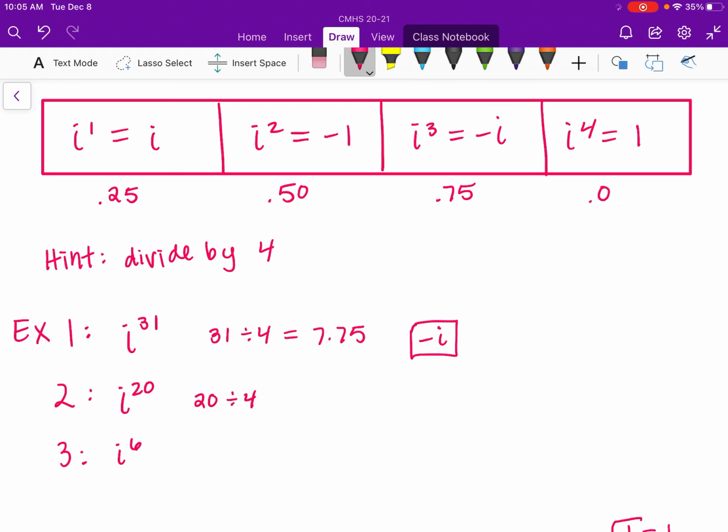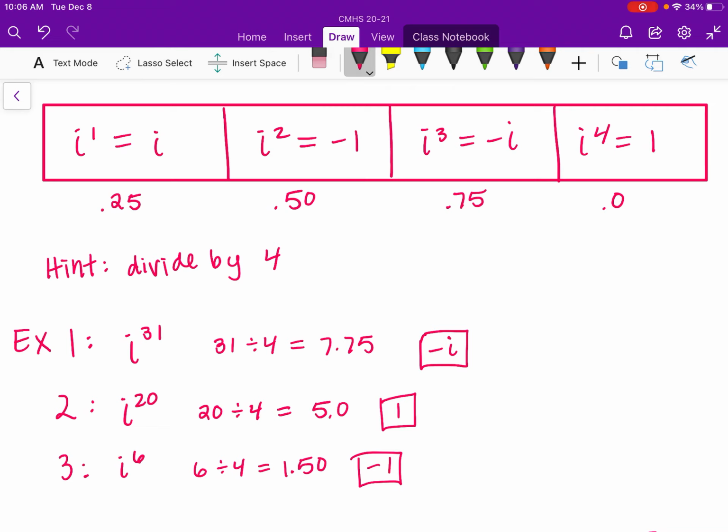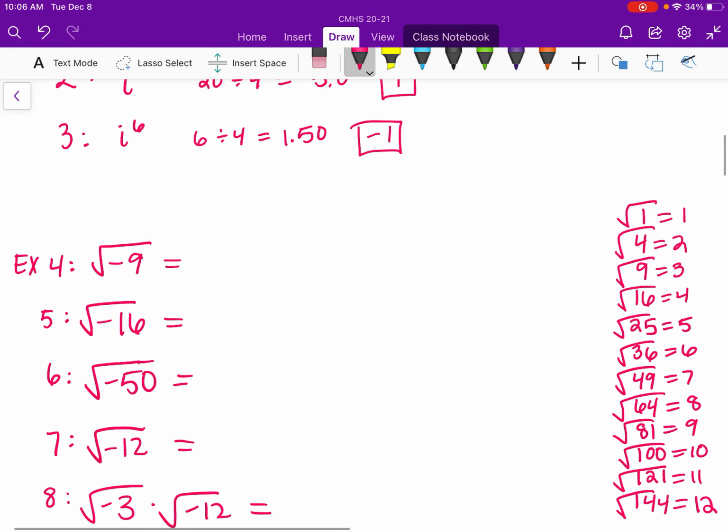So now let's do 20. 20 divided by 4 is 5, a whole number. So 5.0, in other words, and that corresponds to 1. Last but not least, we have 6. 6 divided by 4 is 1.5. So 1.5 or 1.50 corresponds to -1. And I'm using my chart up there to help me. Okay, so you're going to have some problems like that. Those aren't too hard. Just divide by 4 and use your chart to help you.